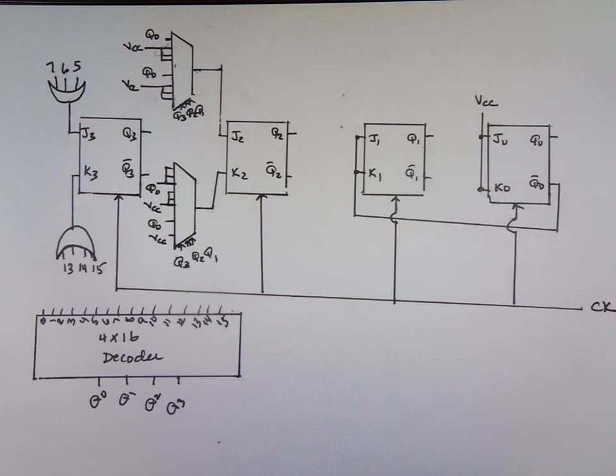4 JK flip-flops, 2 multiplexers, 1 decoder, 2 OR gates. Did I have to use the multiplexers and OR gates and decoders? Absolutely not. I could have done a K-map for them, simplified each one, and just used gates. I'm just trying to mix and match the stuff we learned, kind of review for the final exam.